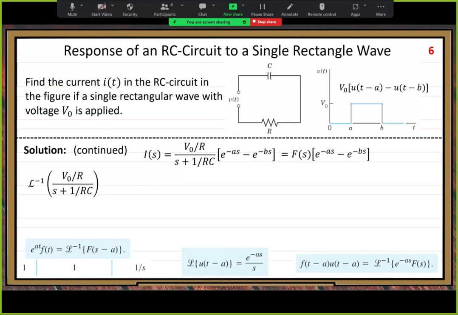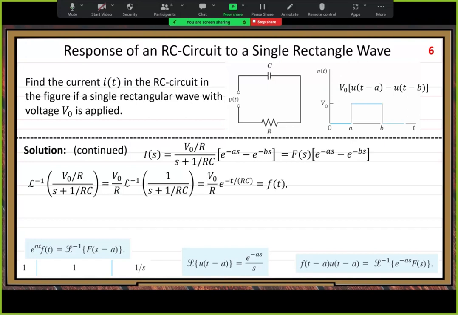Numerator constant, can we take it out? Linearity property, we take the constant out to simplify it. There, denominator s plus, 1 over RC constant, we treat as that a. But here, look at this one. The s minus a, so a corresponds to negative that fraction, 1 over RC.